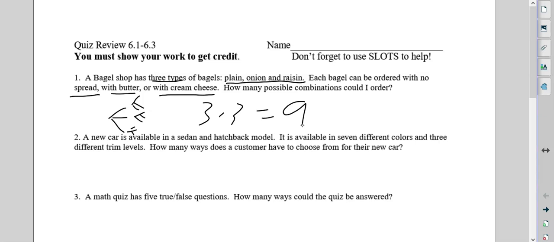A new car is available in a sedan and a hatchback. That's 2 different models. There's 7 different colors, and there's 3 trim levels. All you do is simply multiply those numbers, 42 different ways.